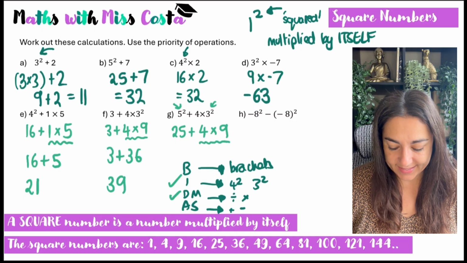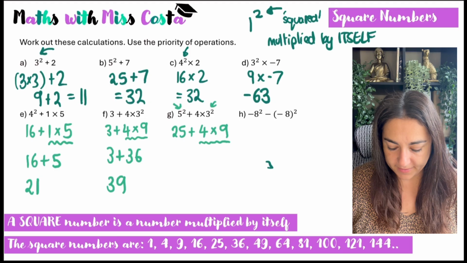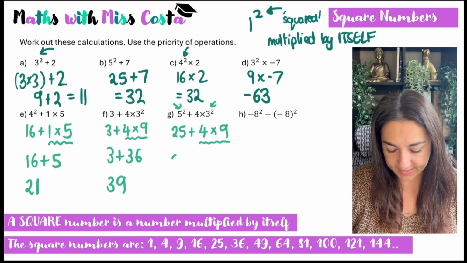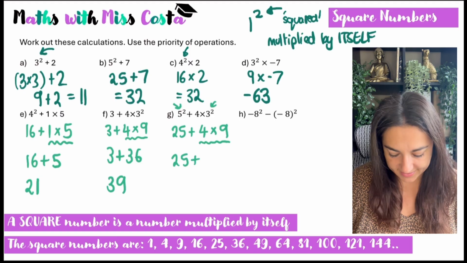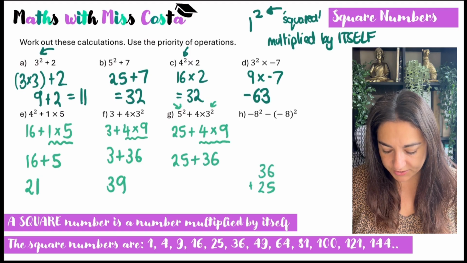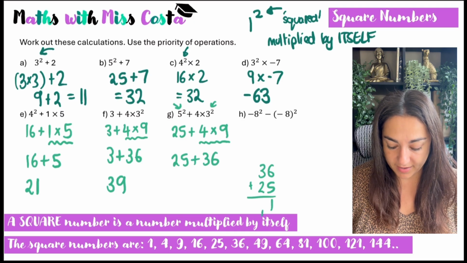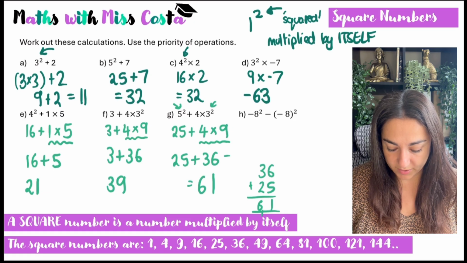The next thing I need to do is the multiplication. So that's going to be 4 times 9 is 36. So that's going to become 25 plus... Is it that? Yeah, it's 36. And then 36 plus 25, I can just use column addition. 6 plus 5 is 11. 3 plus 2 is 5. Plus 1 is 6. So that's going to be 61.